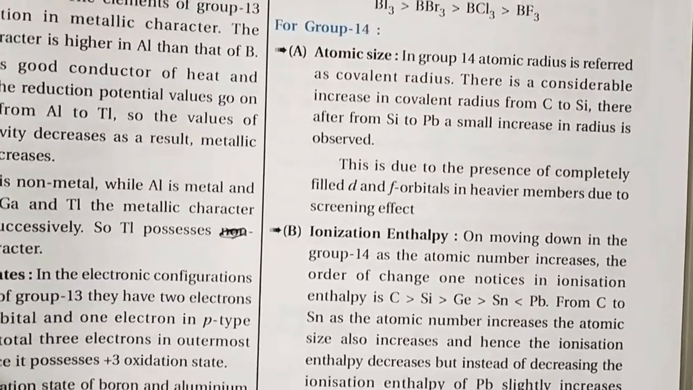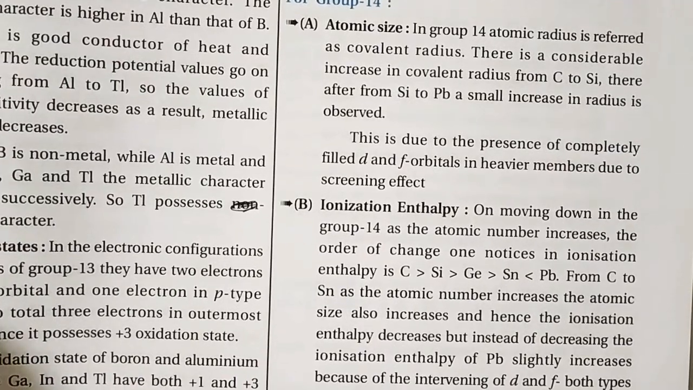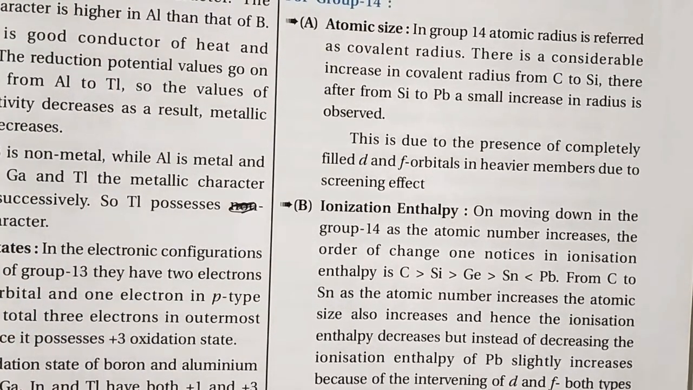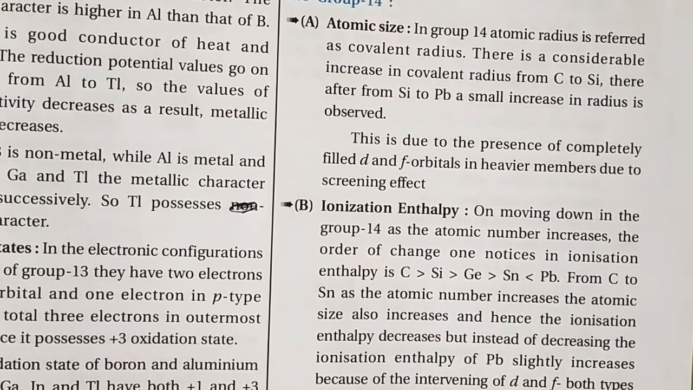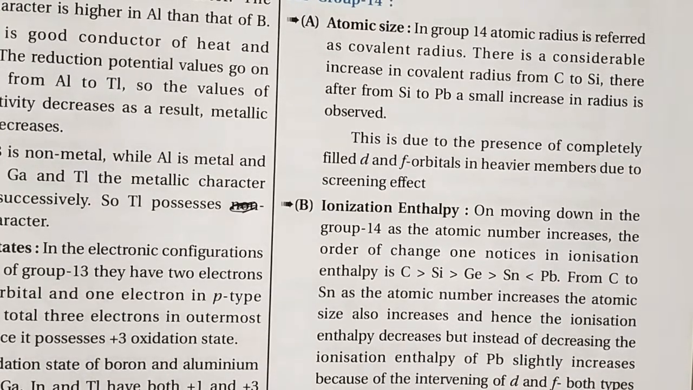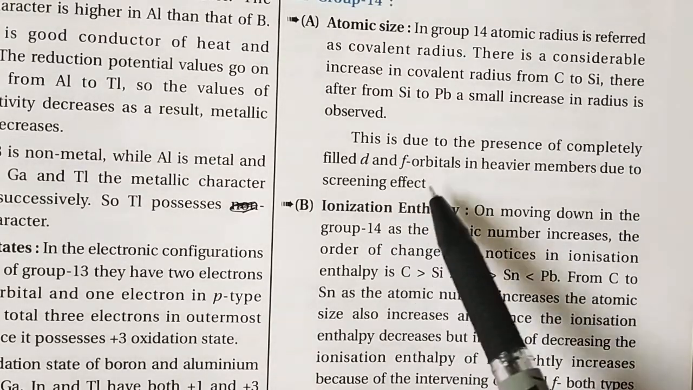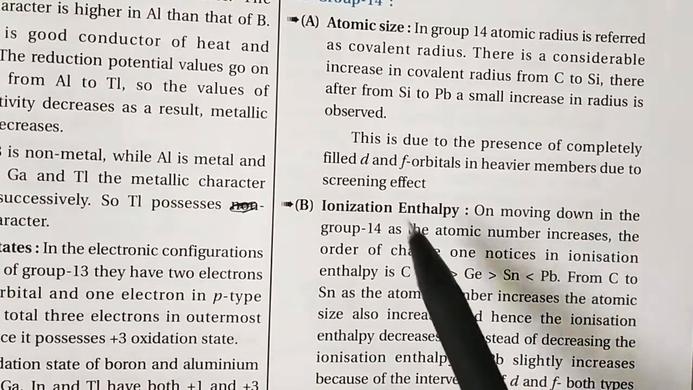Group 14, atomic size. In group 14, atomic radius is referred to as covalent radius. There is a considerable increase in covalent radius from carbon to silicon. In the same way, from silicon to lead, only a small increase in radius is observed. All this is due to the presence of completely filled d and f orbitals in heavier members, because of the screening effect.